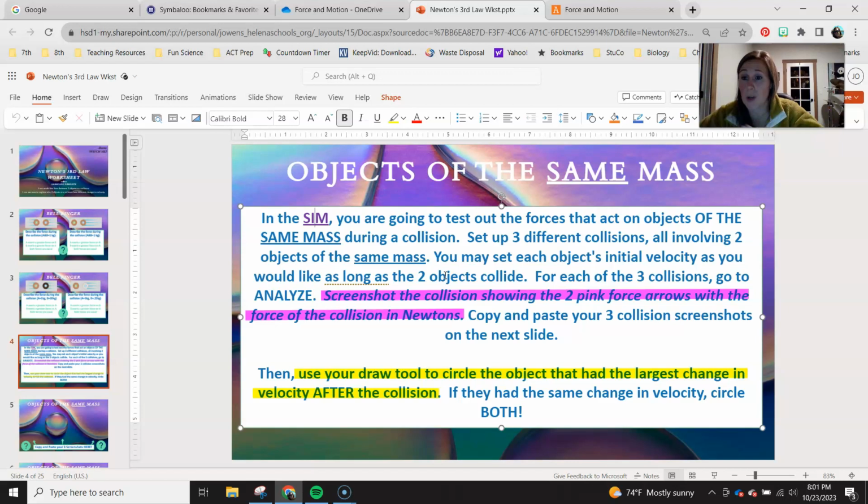It does not matter as long as those two objects that are going to collide have the same mass. So for each of the 3 collisions, go to Analyze, screenshot the collision showing the 2 pink force arrows with the force of the collision in newtons.